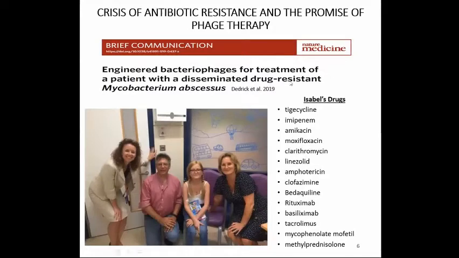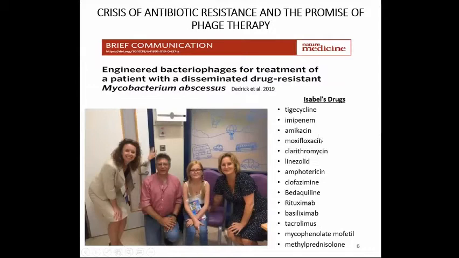So sometime last year, we have this paper that came out from this group at the University of Pittsburgh. And essentially, this little girl here, who was 15 at the time, was suffering from disseminated drug-resistant Mycobacterium abscessus infection. This is Isabel's mom, and this is Isabel's doctor here on the far left. Now, Isabel, as you can see on the right here, was given all these antibiotics.